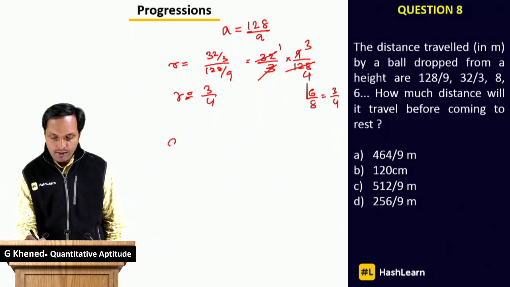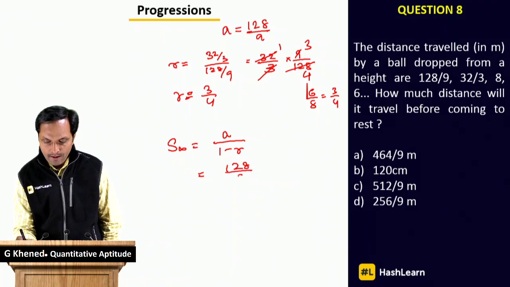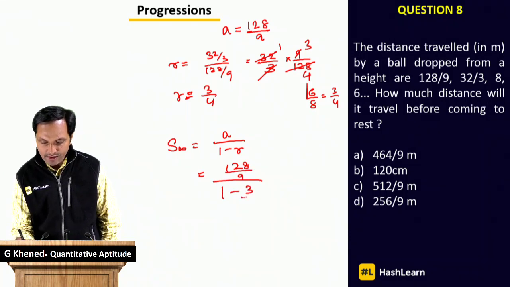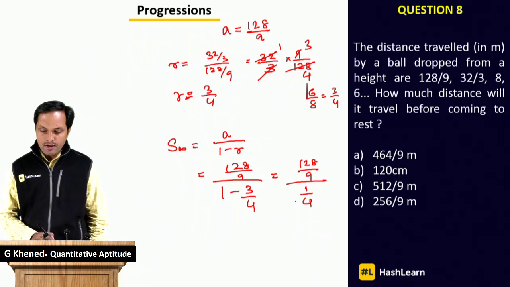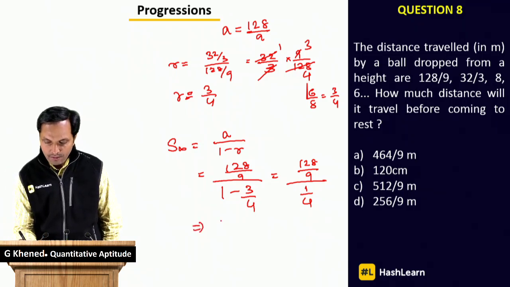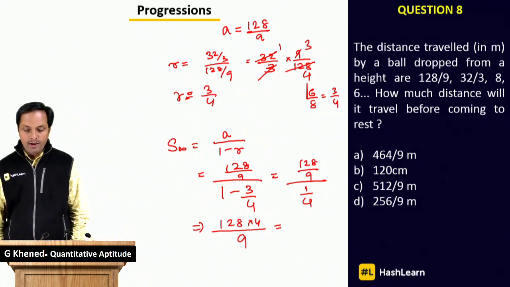So what you need to do? S infinity is a by 1 minus r. So you need to add up 128 by 9 whole divided by 1 minus common ratio, which is 3 by 4. So 128 by 9 whole divided by 1 by 4. What will that give you? That will give you 128 into 4 divided by 9.